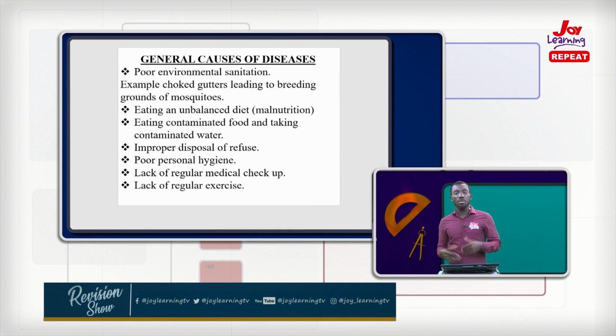Then improper disposal of refuse. Yes, you dispose refuse improperly, and then what happens is that flies all over will feed on the refuse, come back into your home, feed on the food that you're about to eat, and then certain microorganisms will just go straight into your body system.